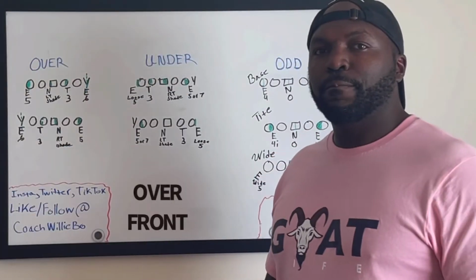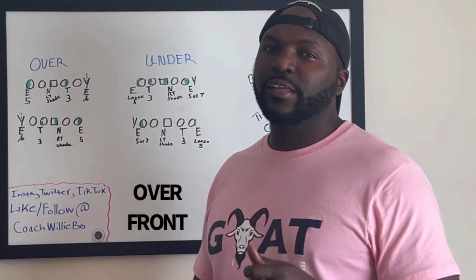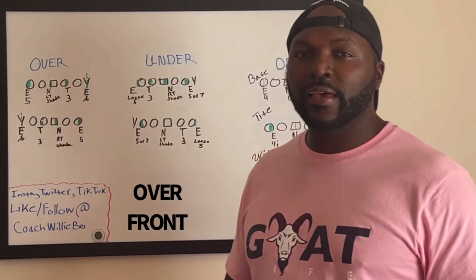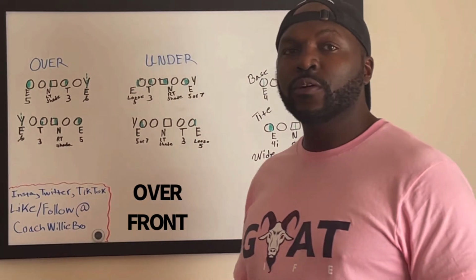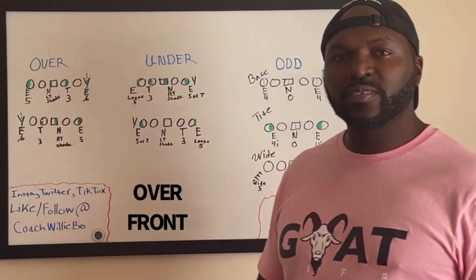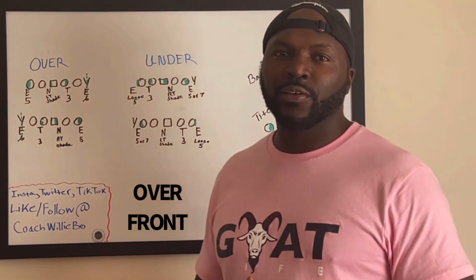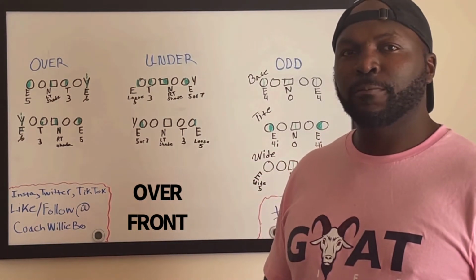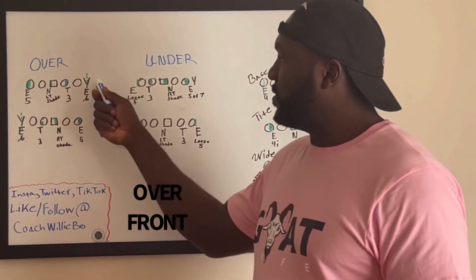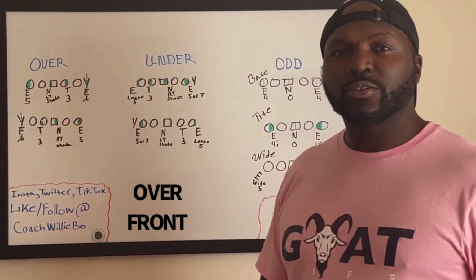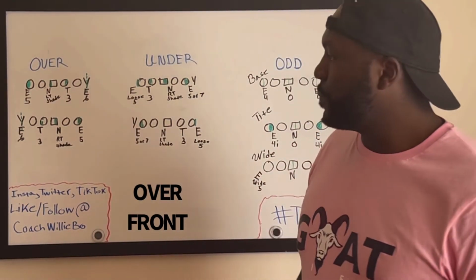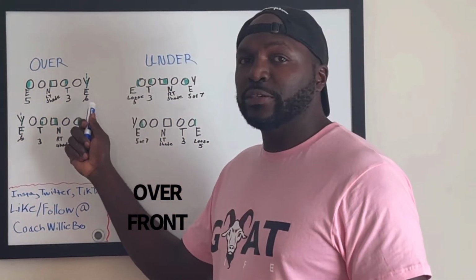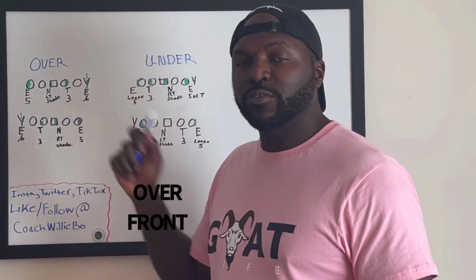Over front. In the over front, the distinguishing factor is based on where the nose tackle and 3 technique are aligned. In over, the 3 technique will go to the close side or the strength of the offense, and the nose tackle will go to the open side or the weak side of the offense. In this example, the tight end or the Y will determine the strength of the offense. So starting from the strength, we will go down and talk about each player's alignment and gap responsibility.